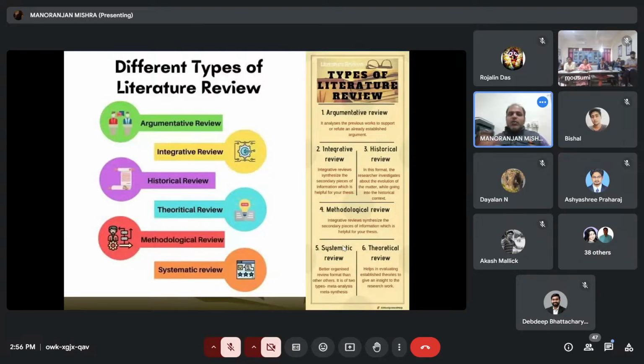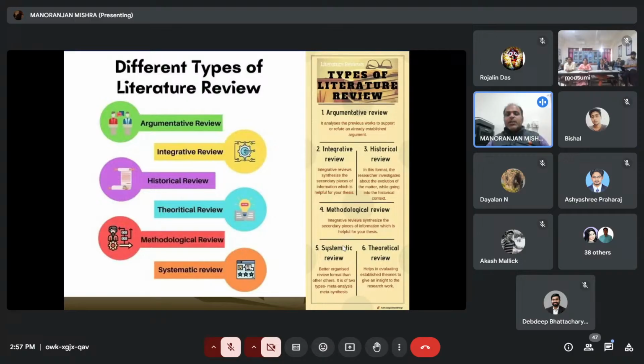In integrative review, you synthesize the secondary results. In social science, what do we do? We synthesize many people's work and make a new story. And if you go to the science people, they do meta-analysis, like clinical kind of thing. They use the results of the metadata and create another story. Then this is historical review. The researcher investigates the evolution of a matter while going into historical context.